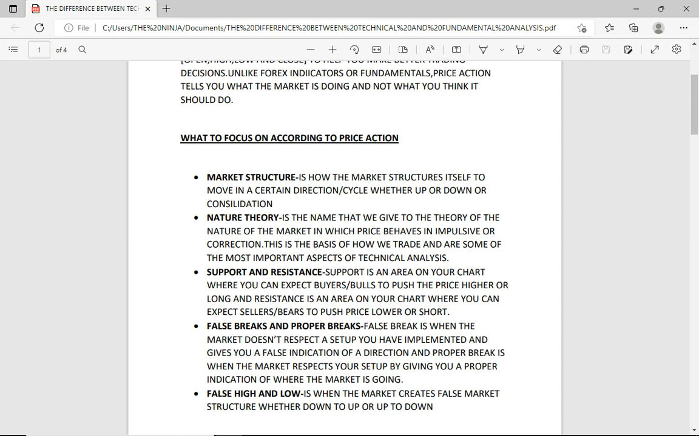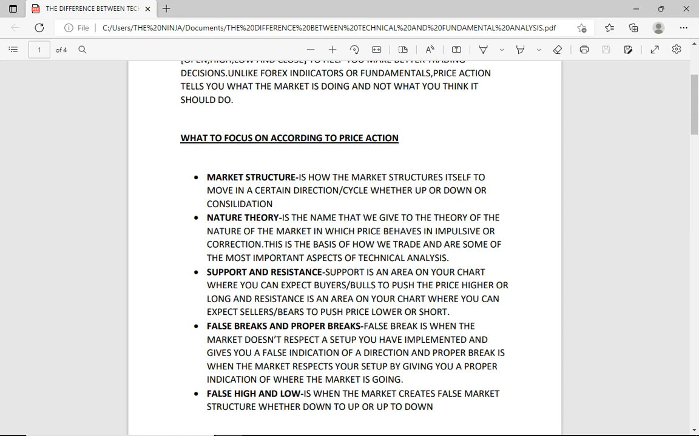It's the theory that we place on price, on looking at whether it's going up or it's going down impulsively. Impulse means going up, like going up non-stop. Then a correction means going maybe up, then coming a little bit down, that's a correction, then it goes up again. So it goes hand in hand with market structure. So the next one is support and resistance.